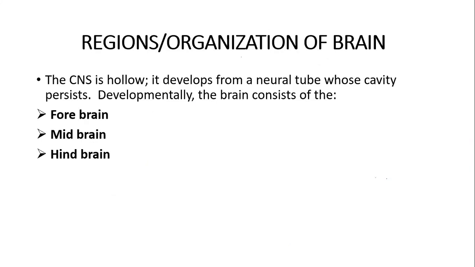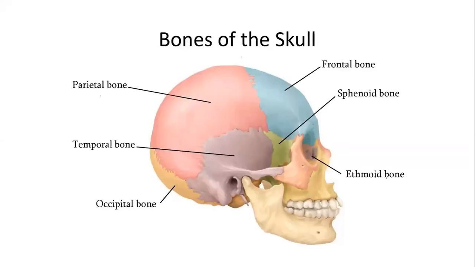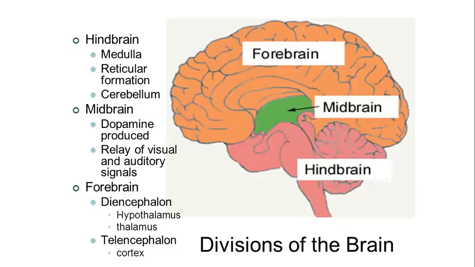So here we have regions and organization of the brain. The CNS, the central nervous system, is hollow. It develops from a neural tube whose cavity persists. In development, the brain consists of the forebrain, the midbrain, and the hindbrain. As you can see, the forebrain, the midbrain, and the hindbrain.